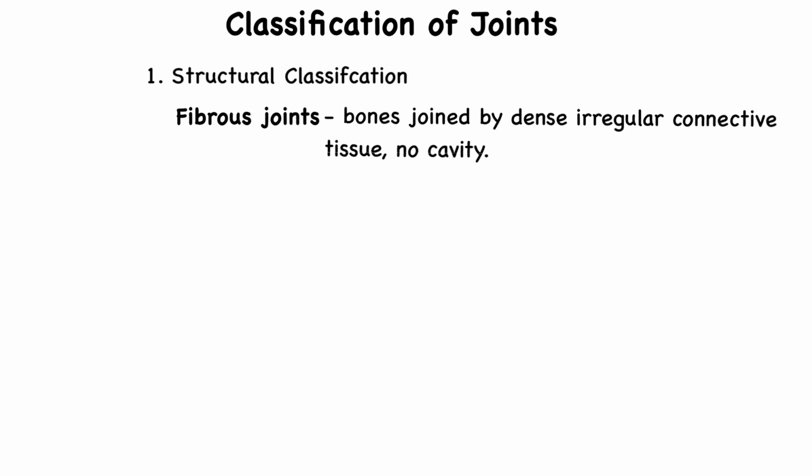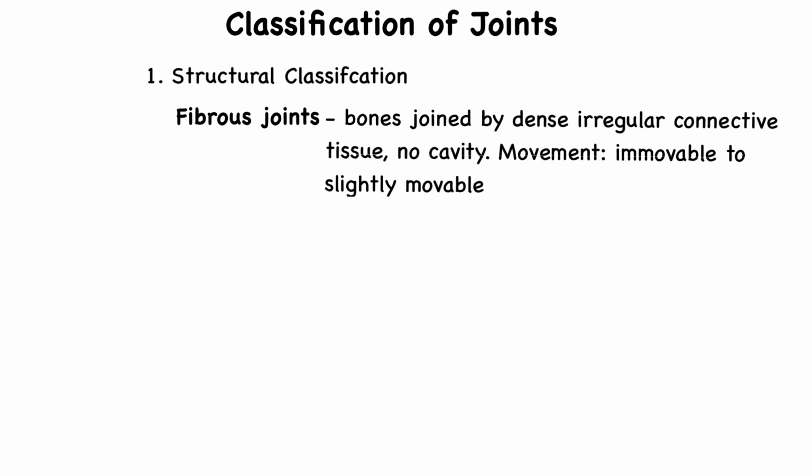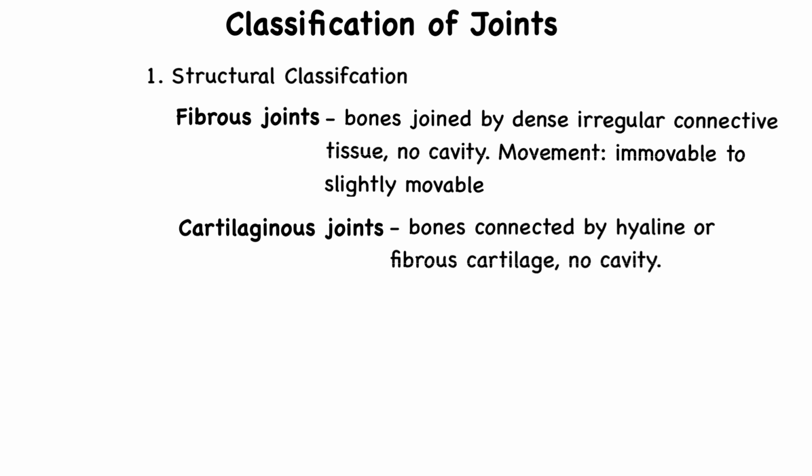Joints can be classified in two major ways. The first is structural classification. This is based on what material connects the bones and whether a joint cavity is present. Fibrous joints are where bones are joined by dense, irregular connective tissue. There is no cavity. Movement of these joints varies from immovable to slightly movable. Cartilaginous joints are where bones are connected by hyaline or fibrous cartilage. There is again no cavity, and movement of these joints will vary from immovable to slightly movable.